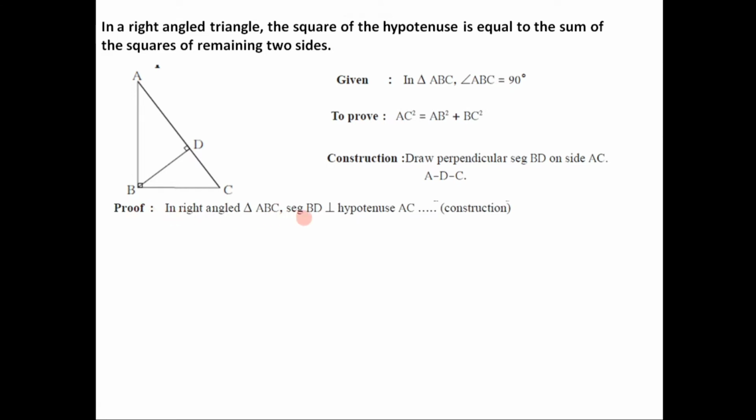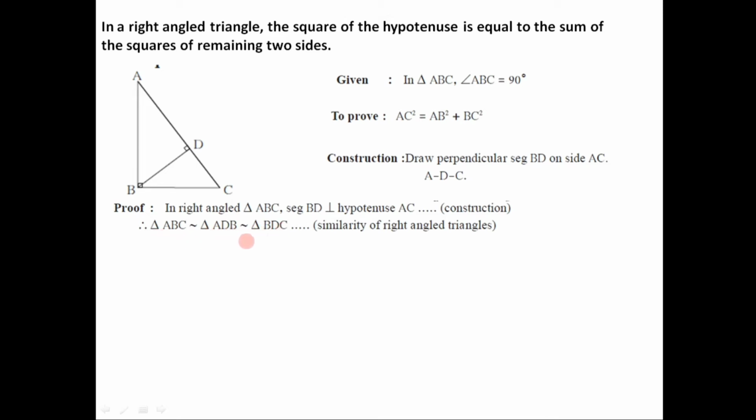So in a right angle triangle we have constructed segment BD perpendicular to AC. By doing this we have got three right angle triangles. Here we have to use the property of similarity of right angle triangles. If in a right angle triangle we draw a perpendicular on the hypotenuse from its opposite vertex, the three right angle triangles so formed are similar to each other. So this is the property of similarity of right angle triangles. By that we have triangle ABC is similar to triangle ADB is similar to triangle BDC.